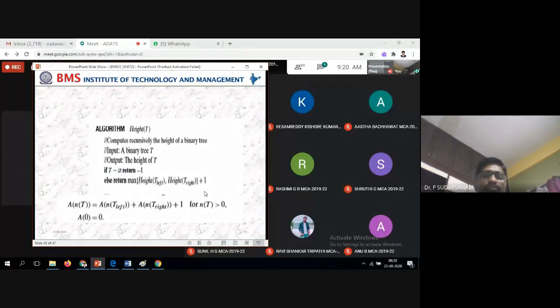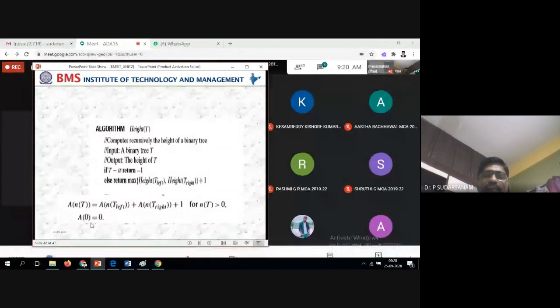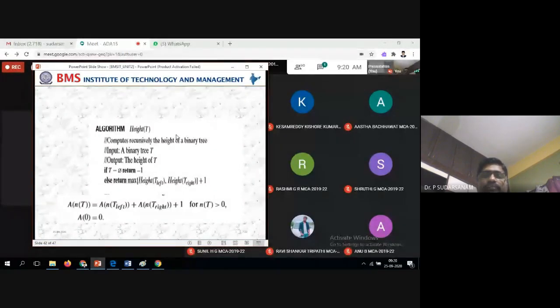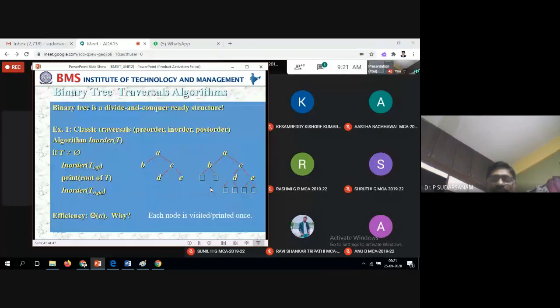Right. Now the definition for the height of the tree you can also find. For a binary tree, the output is the height of the tree. You can write: if t is equal to null, return -1. So there is no tree, return -1. Otherwise, return the maximum of height of t's left, comma, height of t's right, plus 1. So that is the left hand side height of this one.